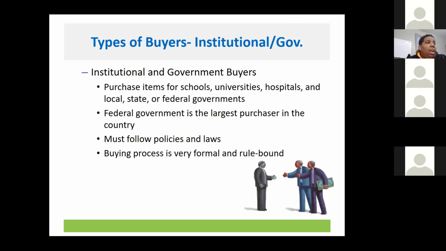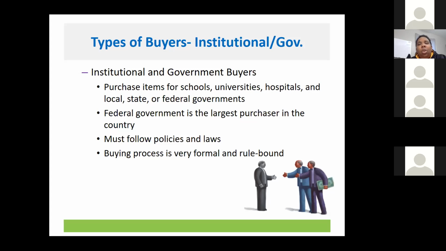Okay. Then we have institutional. This is different from company because it's like your schools, universities, hospitals, government offices from local, state, and federal. And then you have, of course, the federal government, which is the largest purchaser in the country because they are doing a lot. The thing about institutional and government buyers is they have a very long buying process. They have to follow a lot of rules.